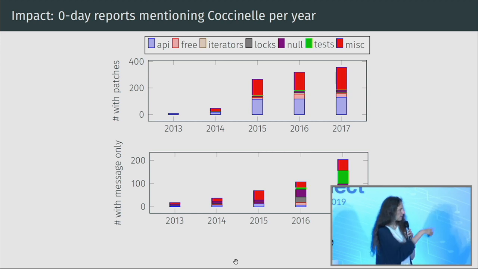If you look at the graph, you see, for example, that missing locks are a very common issue, probably missing frees, and various issues related to API functions and so on. The point I want to make, though, is that these are all issues that are caught before they actually go into the mainline. So they're not reflected at all in the numbers that I showed previously.